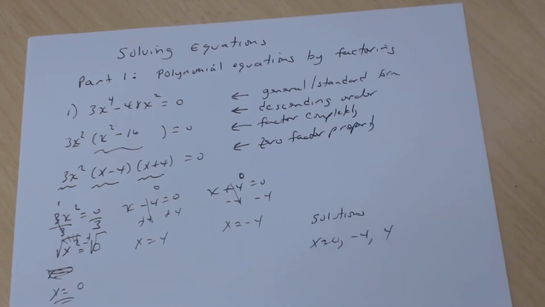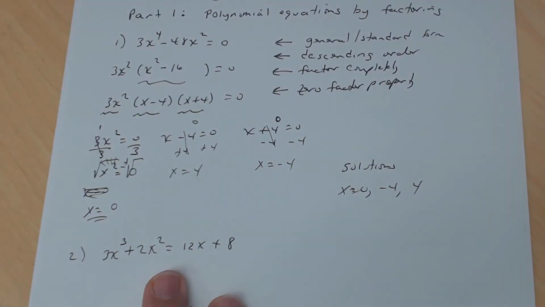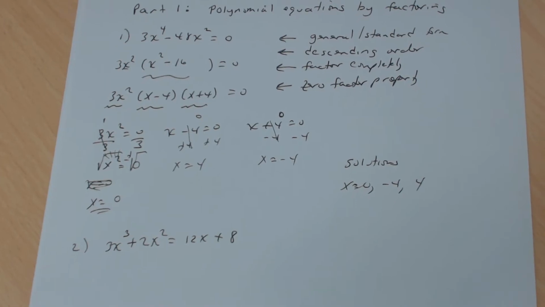All right, number 2. We have 3x cubed plus 2x squared equals 12x plus 8.